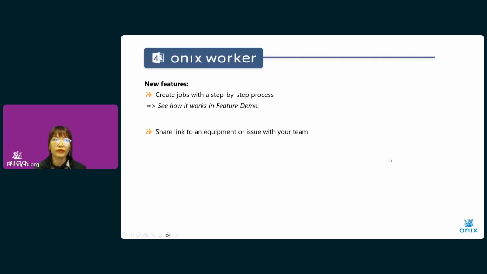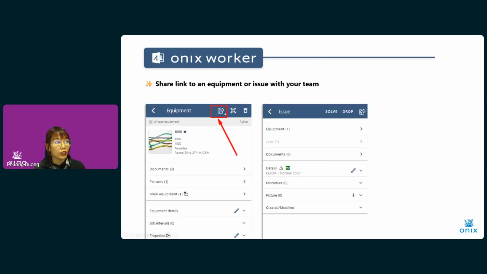So that's it. And finally, in Onix Worker, we are introducing 2 new features. Great jobs with step-by-step process, which you can see in the feature demo, and how to share a link to an equipment or issue with your team. So for the second new feature, if you open the equipment or issue, you will get a share button. Just click on it, then you can share it via the messaging apps in your device.